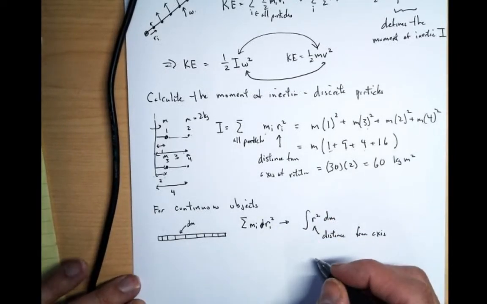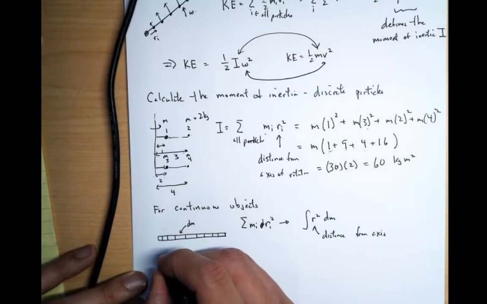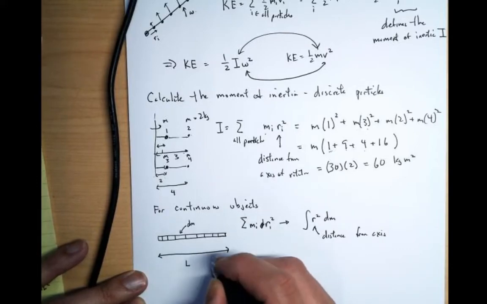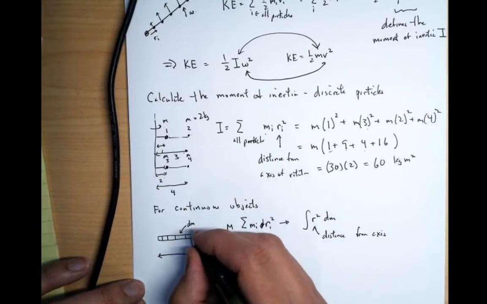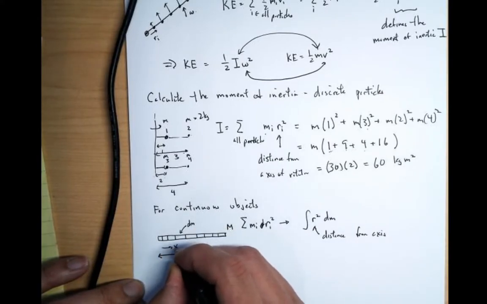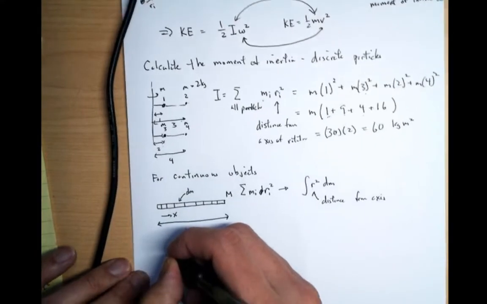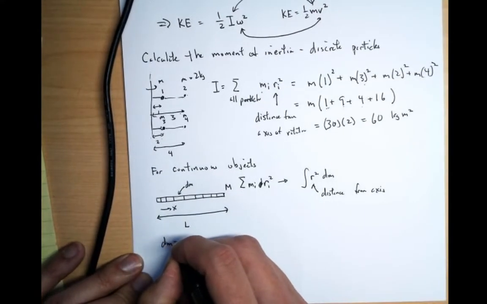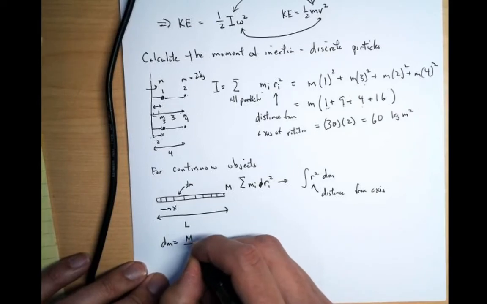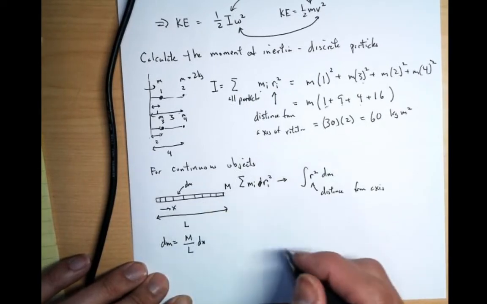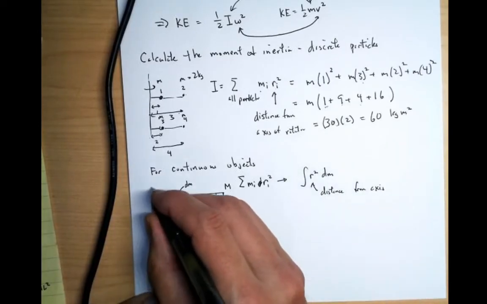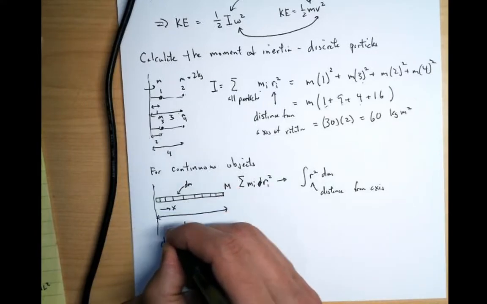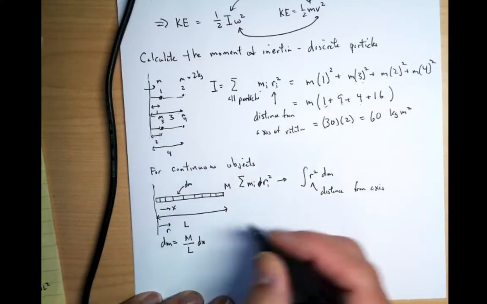Let's suppose this is an object here, a ruler, say. It has a length L and a total mass m. If I pick the x-axis this way, then I can write that dm is equal to the mass over the length times dx. So let's write this down. I'm going to pick the axis to be here. That's my axis, so r is this way.